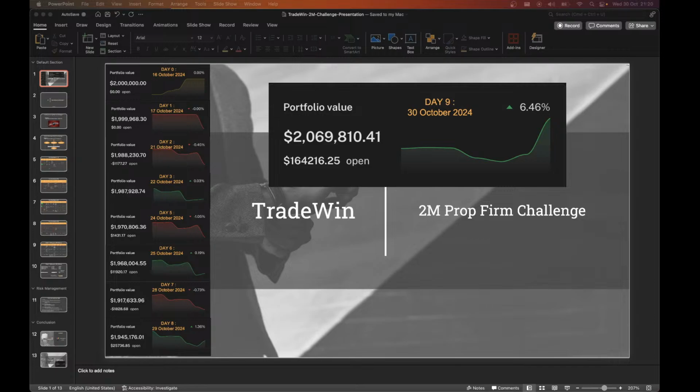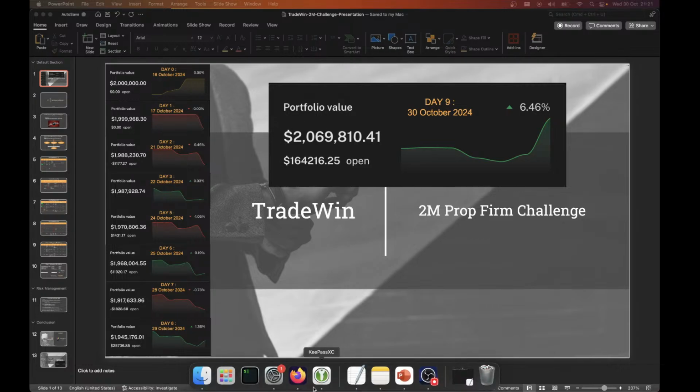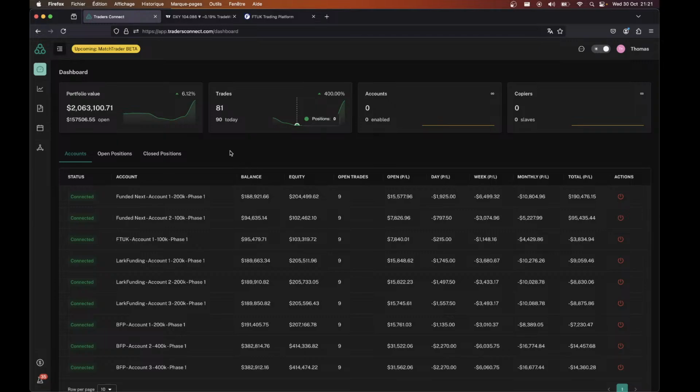For today's review, today is 30th of October 2024. This is day 9 of my 2 million prop firm challenge. And we are in the green, more than 7% up today on unrealized gain. But my realized gain is still minus 4.1%. So this is actually the current balance. Let's review today's day.